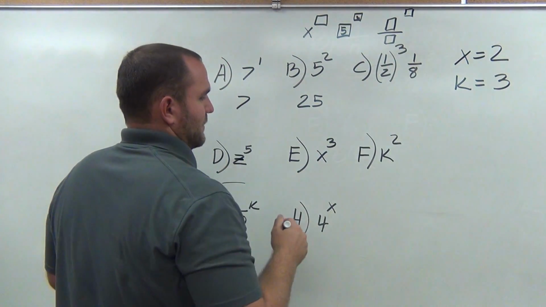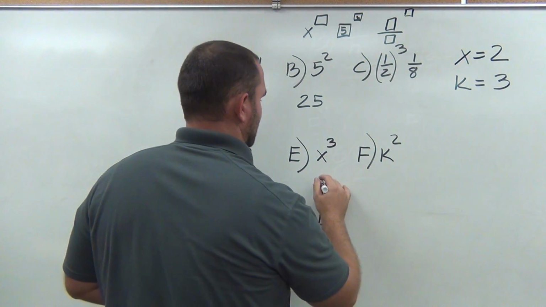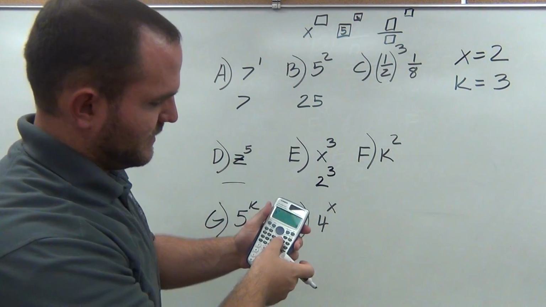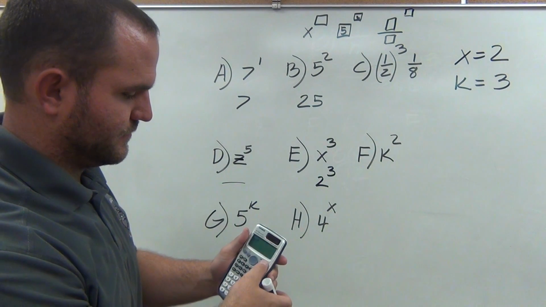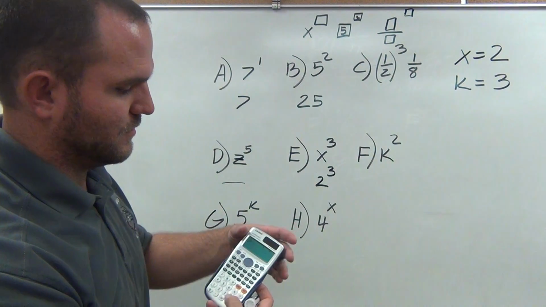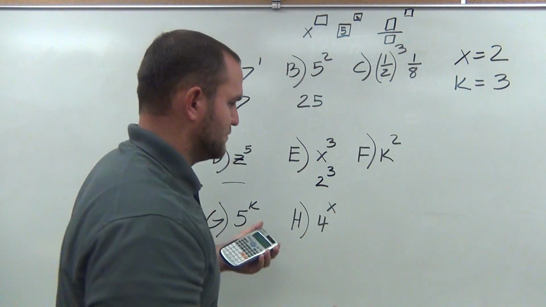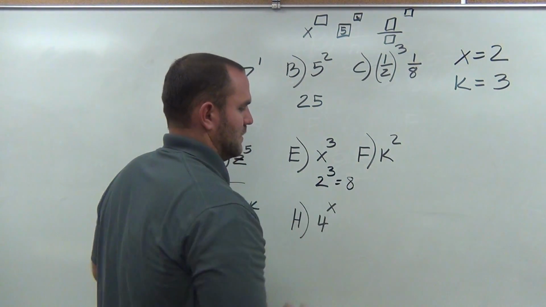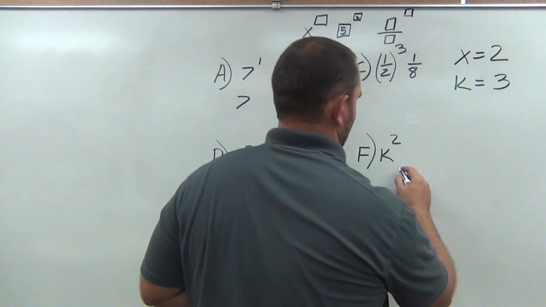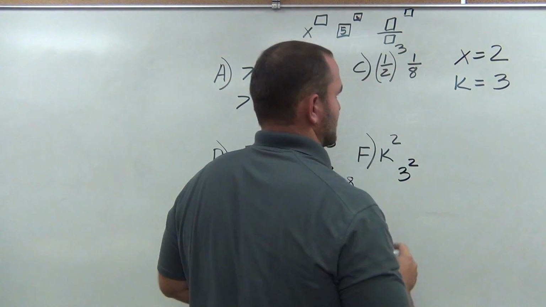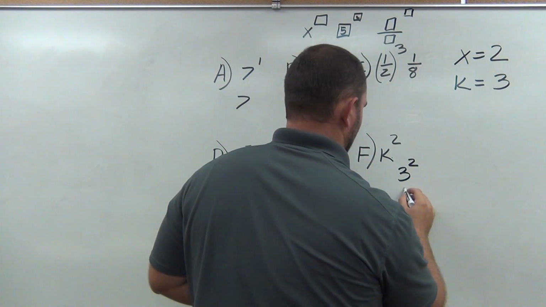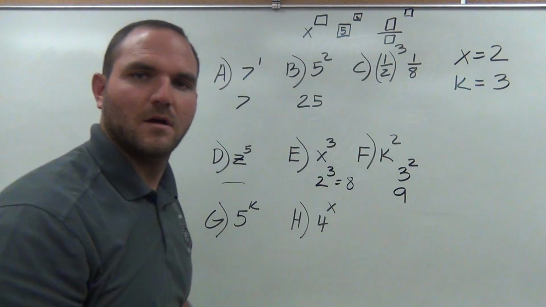So now we're going to go with x. Substitute in the 2. So once again, you have your button here. Push the right button. Button here, put in your 2 and put in your 3. Hit your answer, should be 8. Okay, so k squared. We're going to substitute in 3 for k. So now that's 3 times 3, so that would be 9.